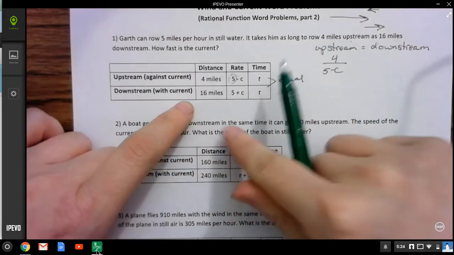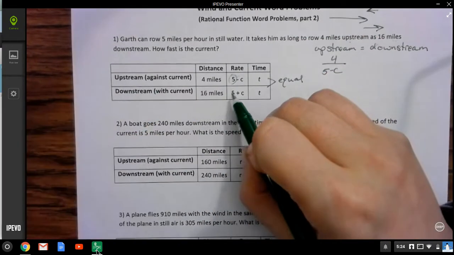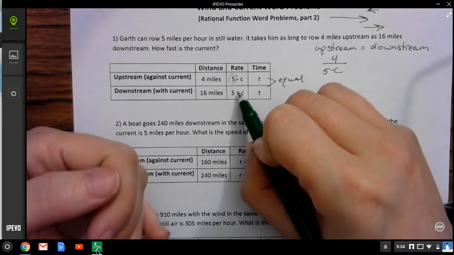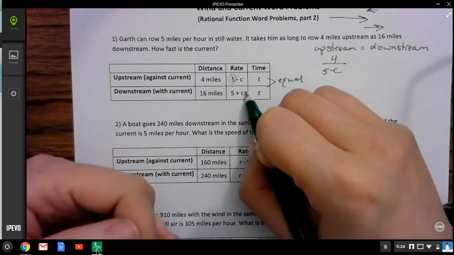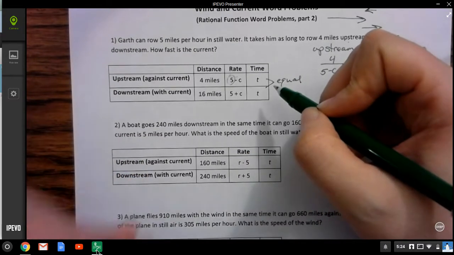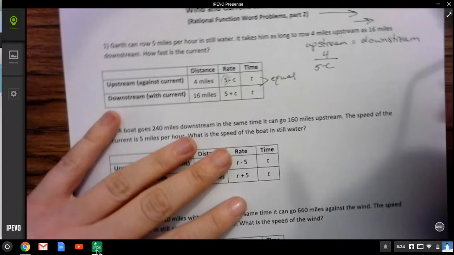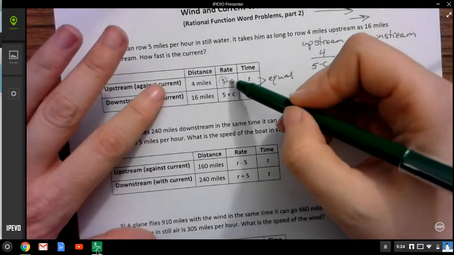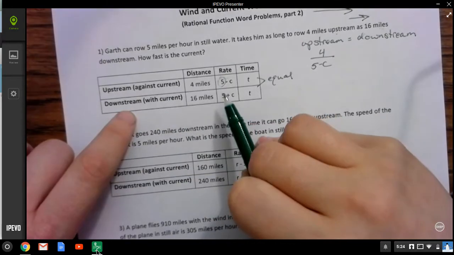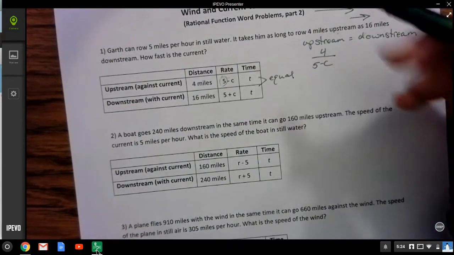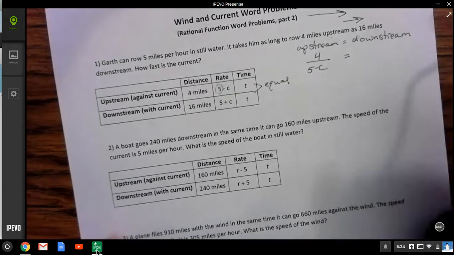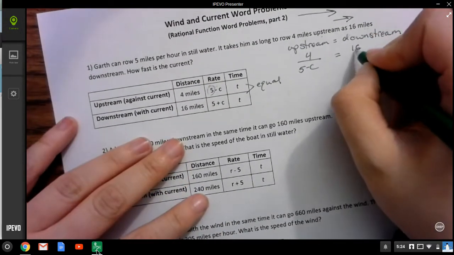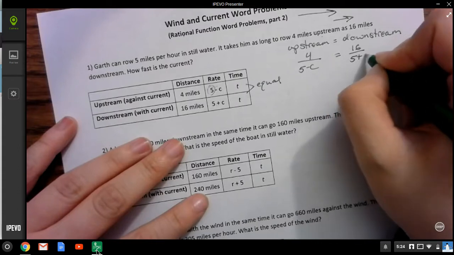Whereas when you're going downstream or with the current, you can take your speed, what you're trying to go, 5 miles an hour, and add the speed of the current because it's helping you move along faster. You're going at a greater speed. So upstream or against the current is going to be subtracting. Downstream with the current is going to be adding. Anyway, so upstream, 4 over 5 minus c. Downstream is 16 over 5 plus c.